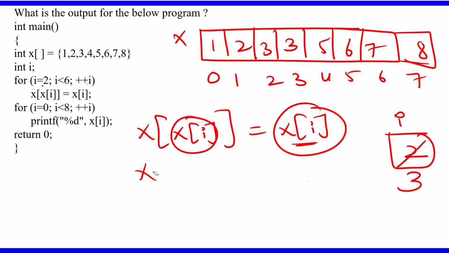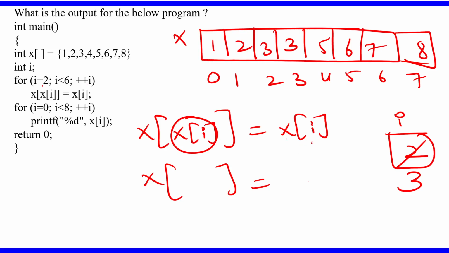Okay, now again I becomes 3. So what is this expression? X of 3. X of 3 means this box. What is the value? 3. Again x of I is 3, x of I means x of 3, and x of 3 is again 3. So you have to write here x of 3 equal to 3. No change in this. Then I becomes 4.